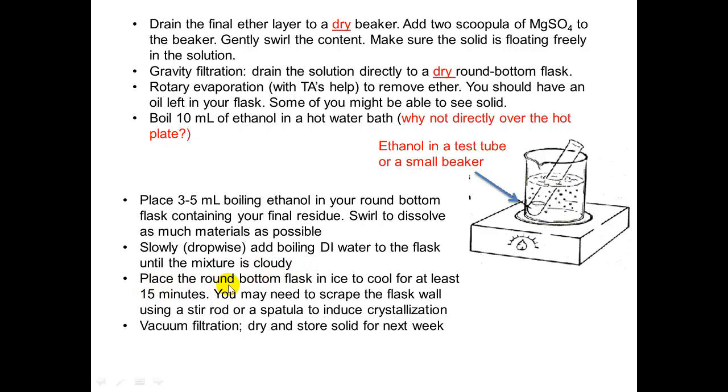Now you can place the round bottom flask in ice to cool for at least 15 minutes for crystallization to finish. You may have to scrape the flask wall using a stir rod or spatula to induce crystallization. Vacuum filtration to collect the solids, and dry and store the solid for the next week.